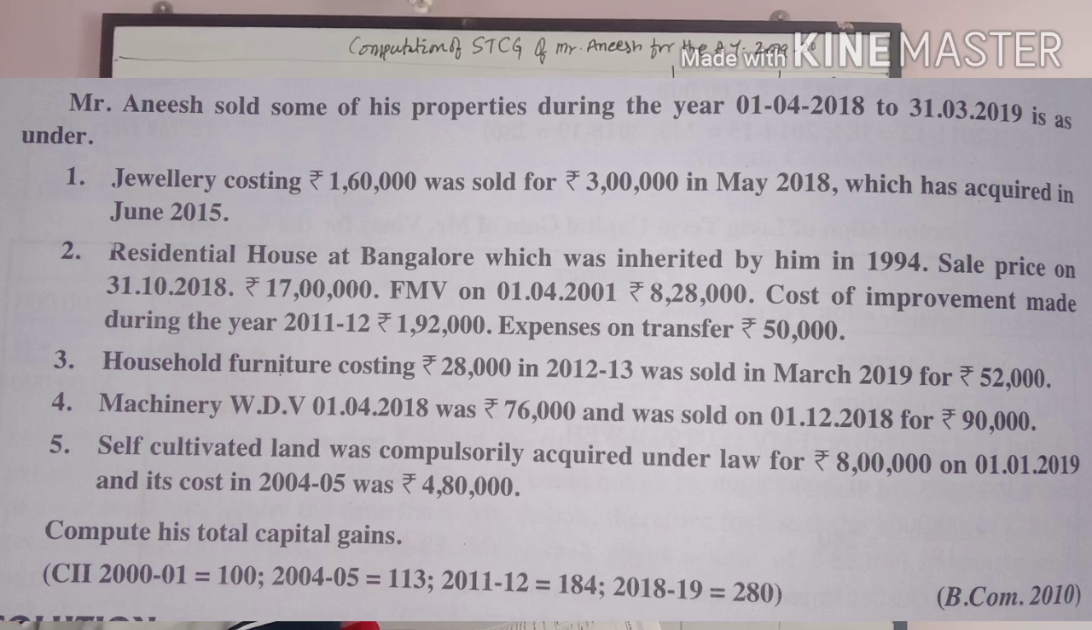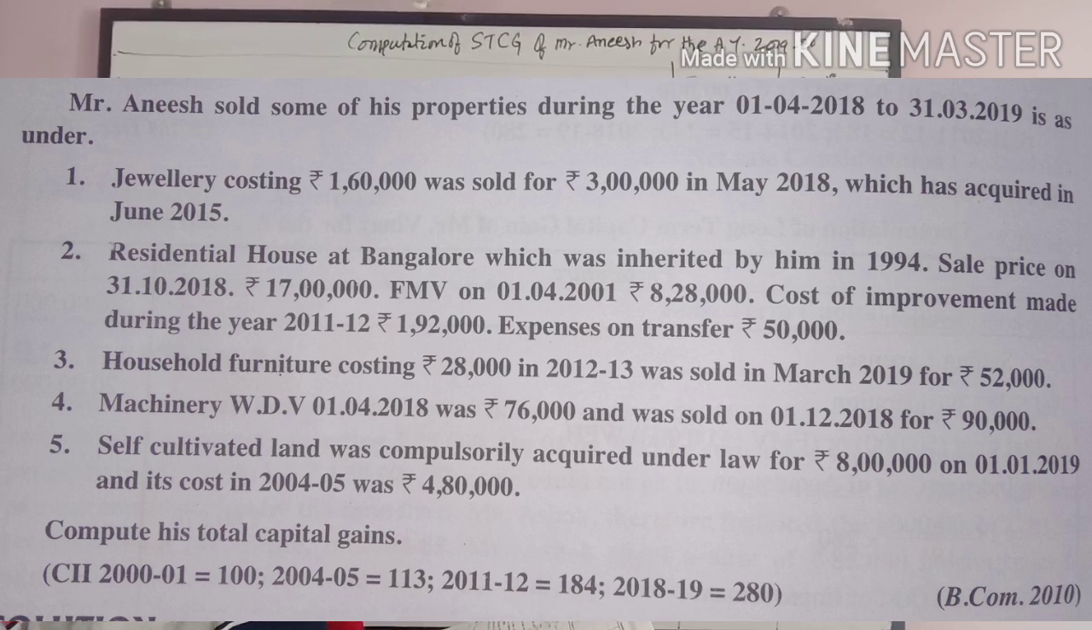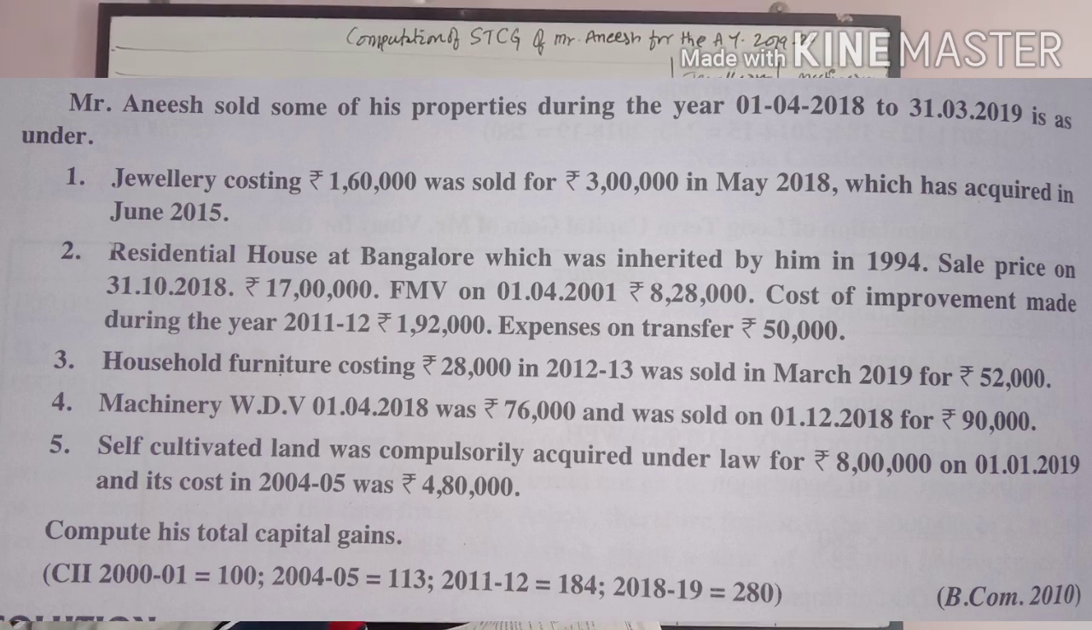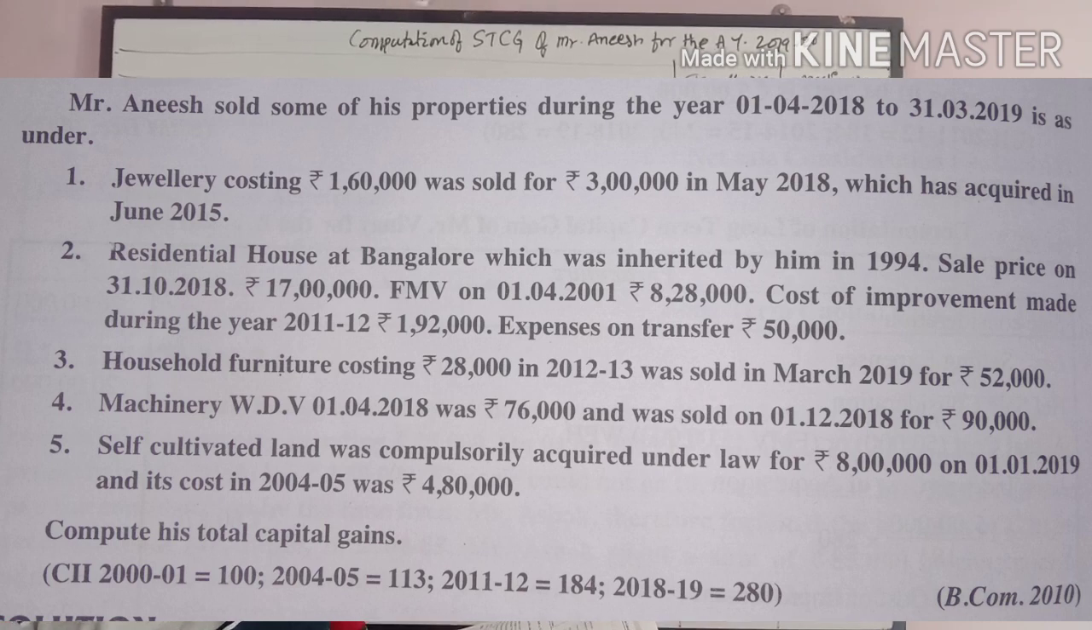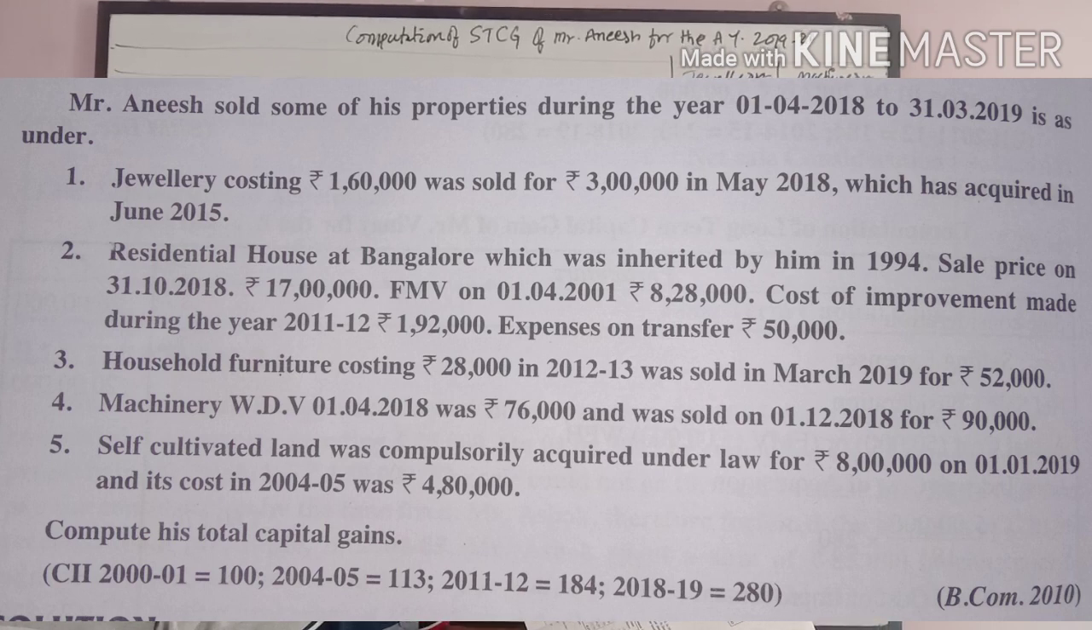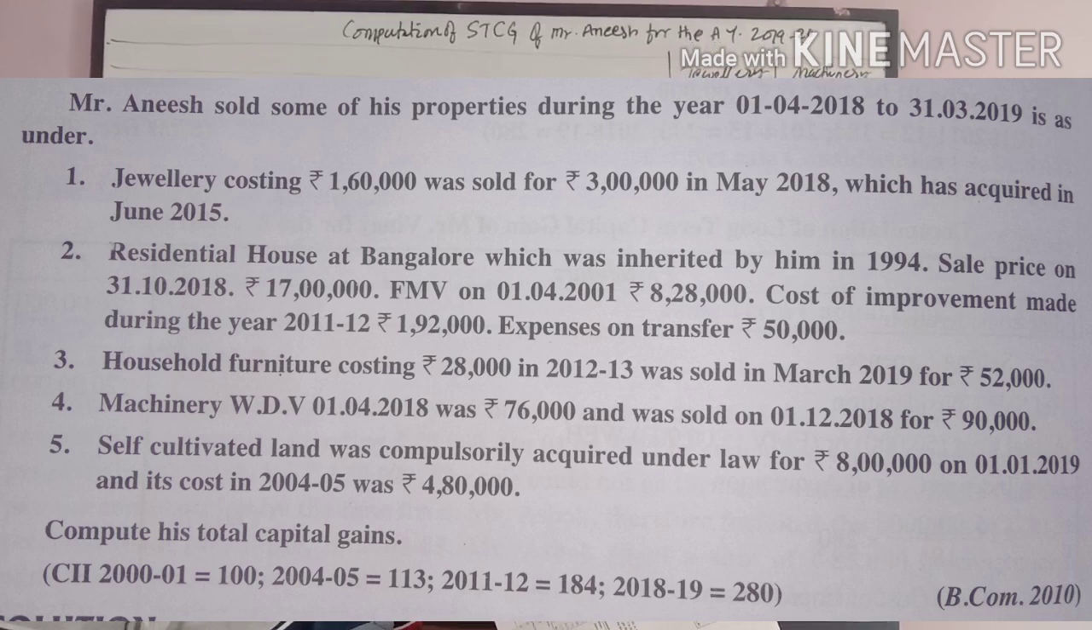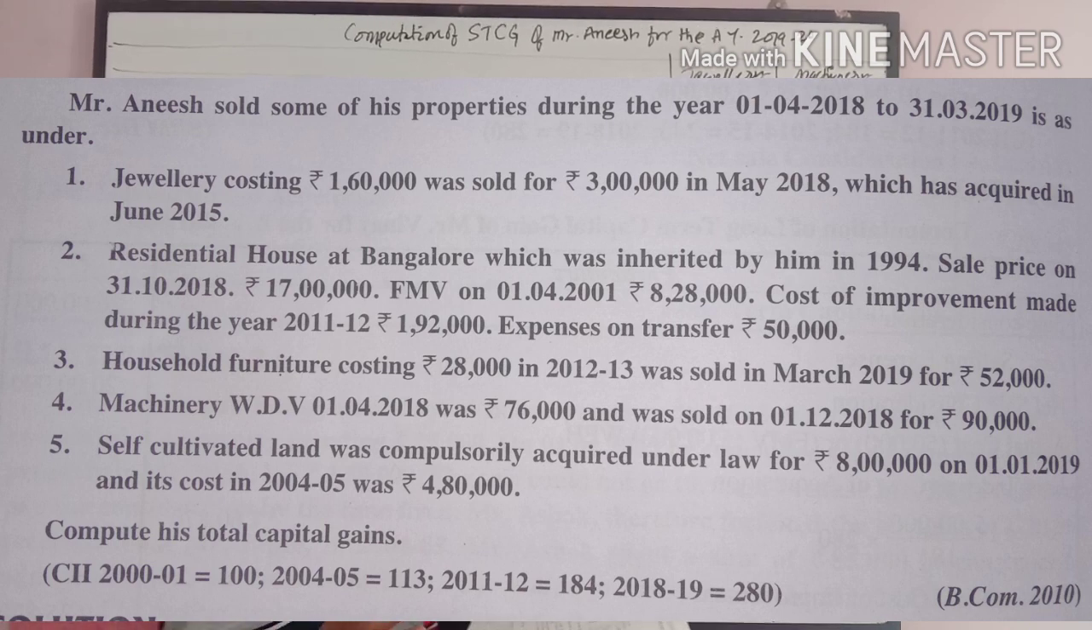Self-cultivated land was compulsorily acquired under law for 8 lakhs on 1/1/2019 and its cost in 2004-05 was 4,80,000. Compute the taxable total capital gain if CII, cost of inflation index, for 2001 is 100, 2004-05 113, 2011-12 184, 2018-19 218. Now just look at the problem here.